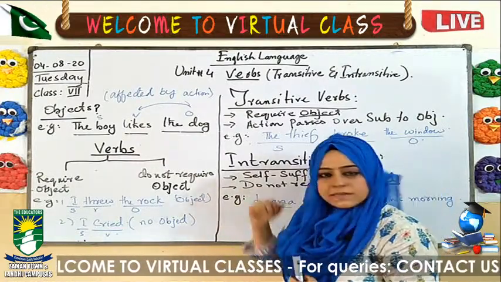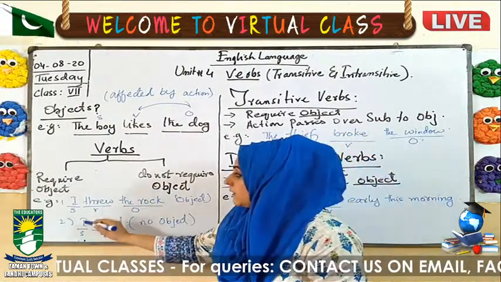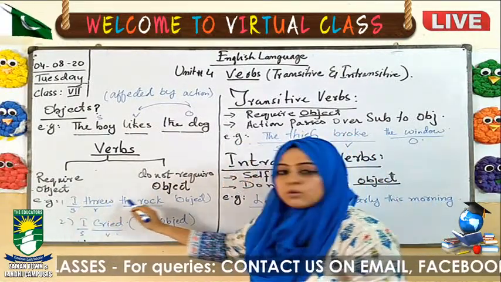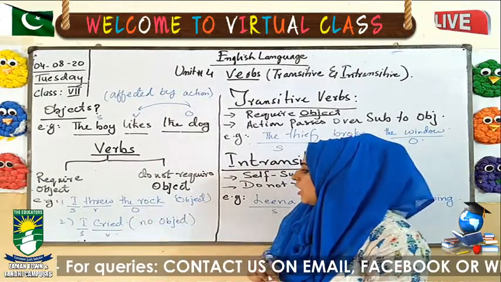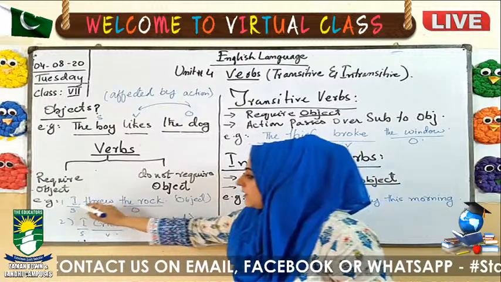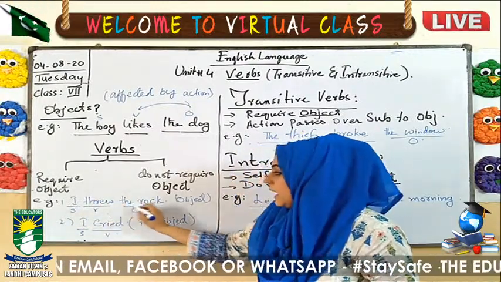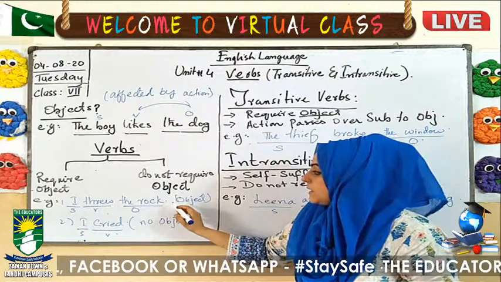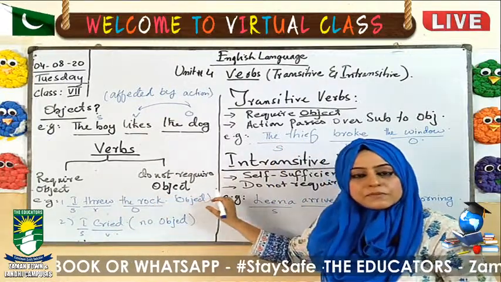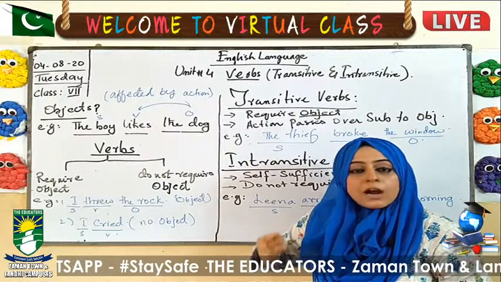For instance, I have written two examples here. Number one is, I threw the rock. Here I have mentioned an object. In this sentence, what is the subject? I is the subject, threw is the verb, and the rock is the object. So here we have subject, verb, object. This sentence consists of three parts: subject, verb, object.